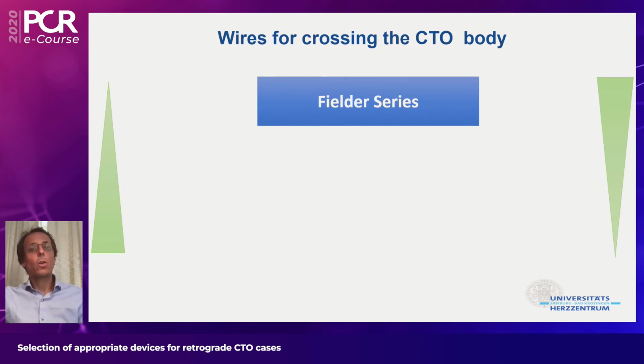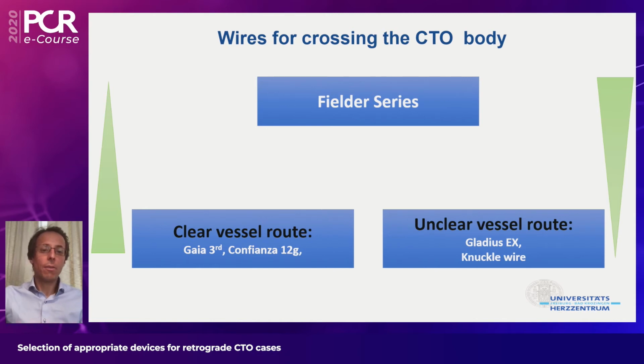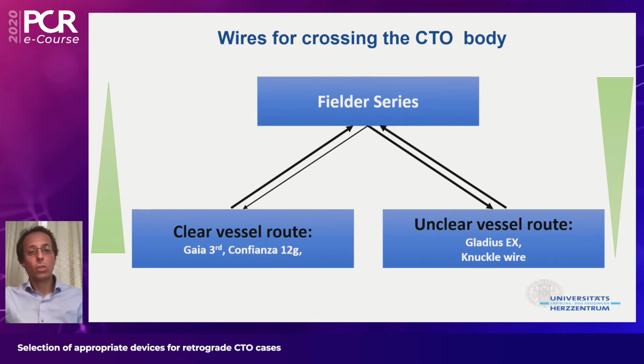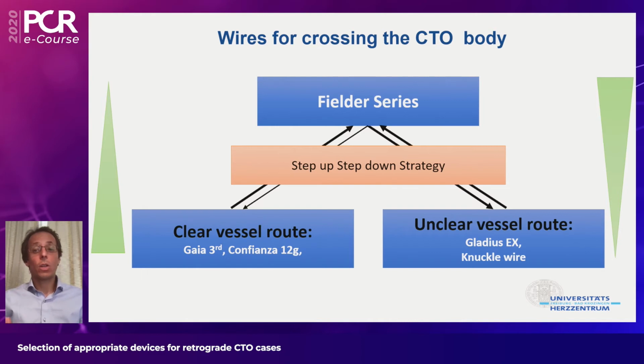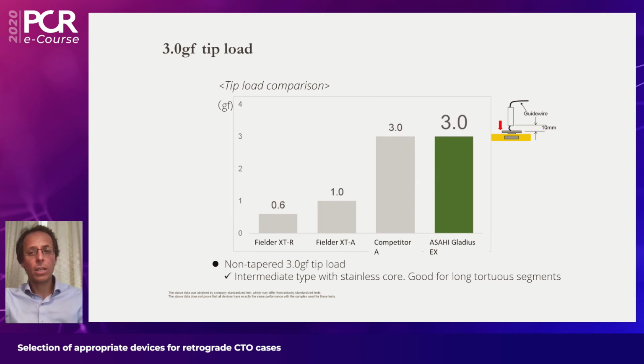Once your Fielder XT series has failed to cross the CTO body, you have to understand if your vessel route is clear or absolutely unclear. When the vessel route is clear and you see a lot of calcium, you can just go with higher gram tip load wires like the Gaia Third or the Confianza. But if the vessel route is absolutely unclear, like in the previous case, maybe after puncturing the proximal cap, the polymer jacket wires are a very, very good opportunity with the knuckle wires, and the Gladius X could also be a great opportunity with a step up, step down strategy. So here you see the tip load again of the Gladius. It's a 3-gram tip load wire compared to the Fielder XT series, which is 0.6 to 1 gram.